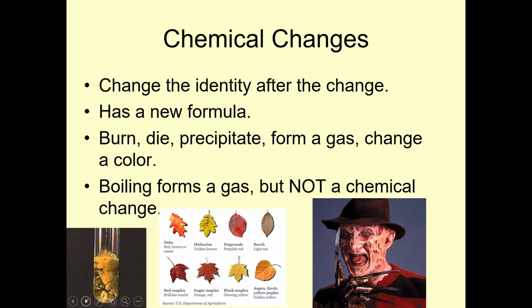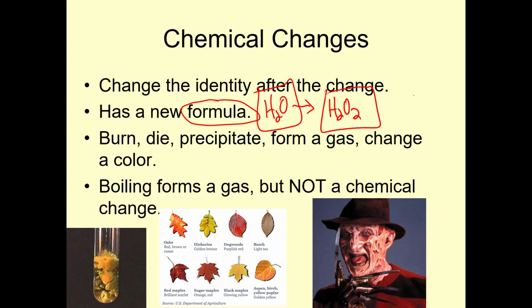A chemical change changes the identity after the change. It has a new chemical formula. So for example, if H2O turned into H2O2, that is a new substance. Water, you drink it all the time. Drink H2O2, you die. Words that indicate chemical changes are burn, die, precipitate, form a gas, change a color.